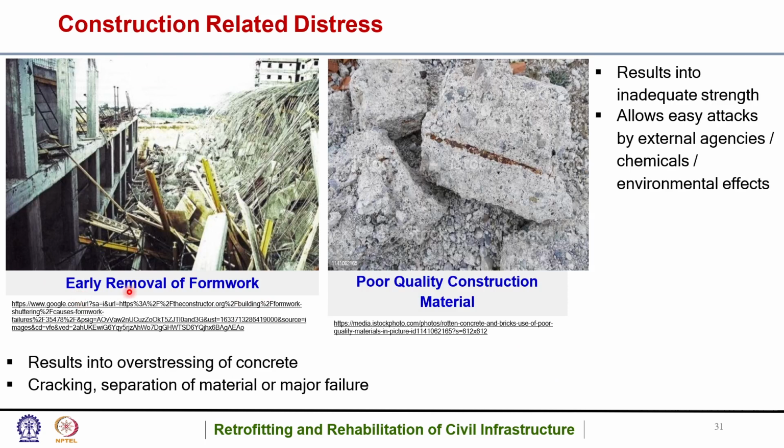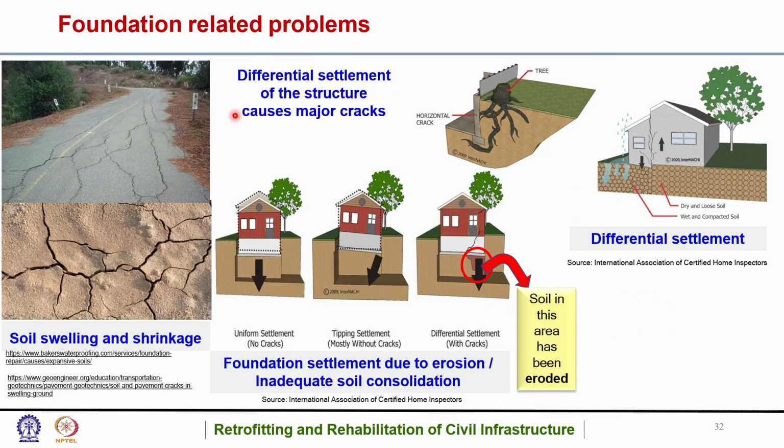So these are some of the distresses related to construction. One more is early removal of formwork. That will result in overstressing of concrete and cracking, separation of material, or major failure. Then one more factor could be poor quality of construction material. As can be seen in the picture, this will result in inadequate strength and allows easy attacks by external agencies, chemicals, and environmental effects. So it will have some serious effects because of poor quality construction material. These were some of the problems related to construction-related distress.